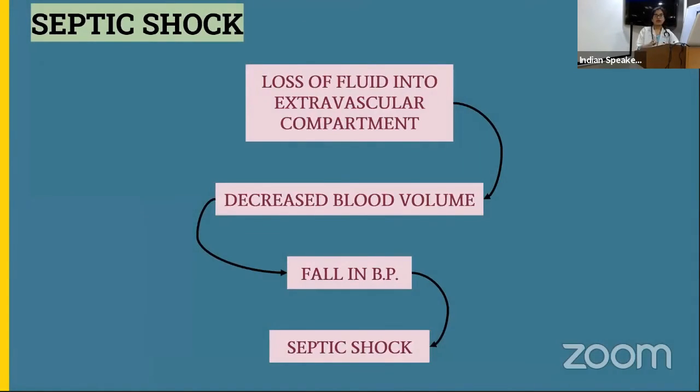Now, as we know that there is loss of fluids from the blood vessels into the extravascular compartment due to exudation. And if this happens on a large scale, there would naturally be a fall in blood volume, leading to a drop in BP, which leads to septic shock. But the percentage of COVID-19 patients landing up in septic shock is 19% of hospitalized patients, out of which 3 to 5% land up in critical condition, and unfortunately 3% even die.